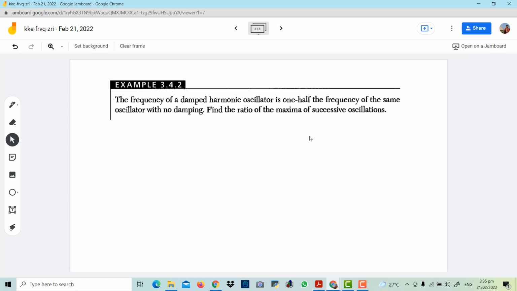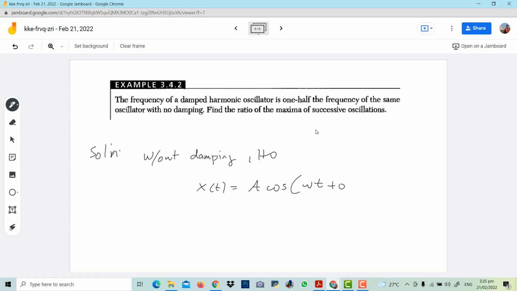What do you mean by maxima of successive oscillations? We call that the amplitude. Okay? The highest point that you get in your oscillation at a given time t, that's your amplitude. As you can see, for the harmonic oscillator, take note, this is for harmonic without damping, so basically it is just a harmonic oscillator. The x can be written as A cosine of omega t plus some phase angle phi.